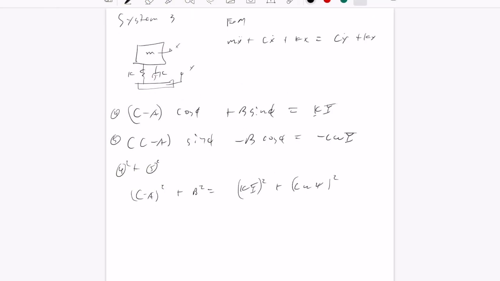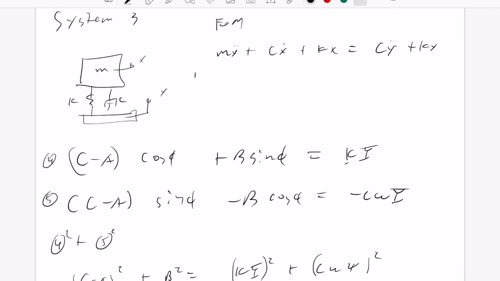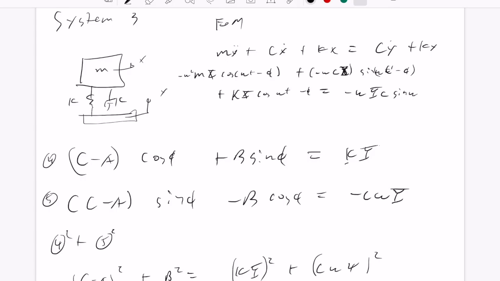Actually, let me go back one quick step here. Okay, where this equation of motion becomes negative omega squared m x cosine of omega t minus phi, plus negative omega c x sine of omega t minus phi, plus k x cosine of omega t minus phi, is now equal to negative omega y c sine omega t plus k y cosine omega t. Okay.